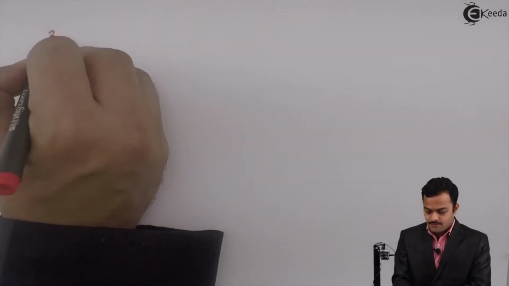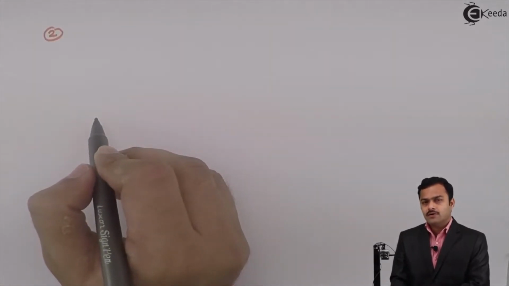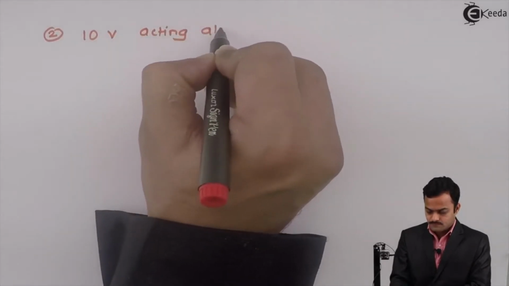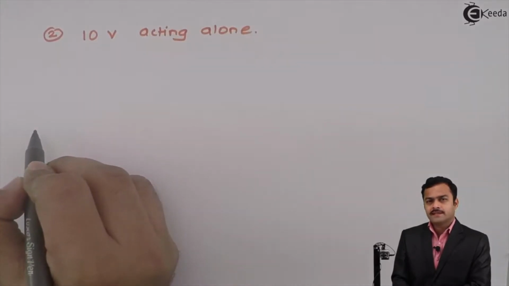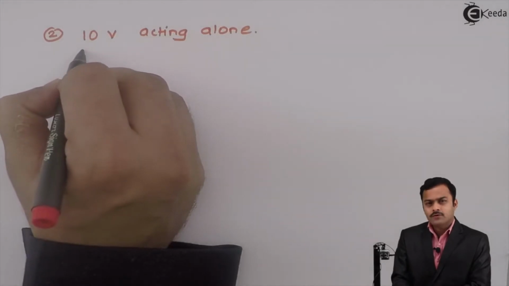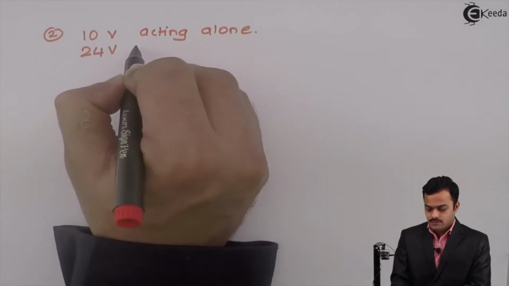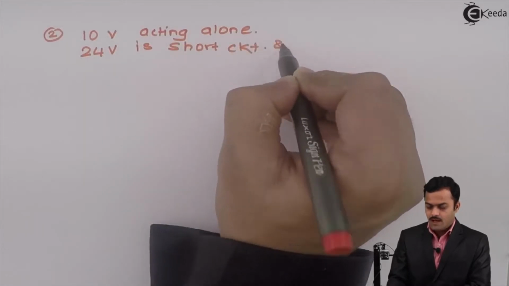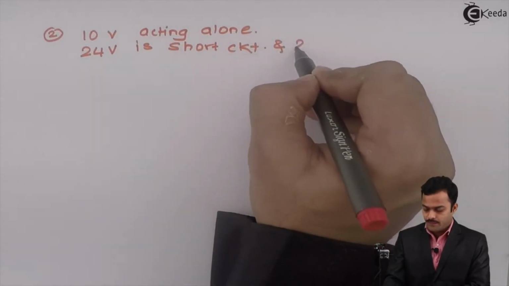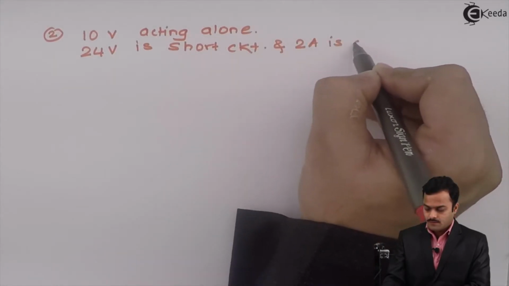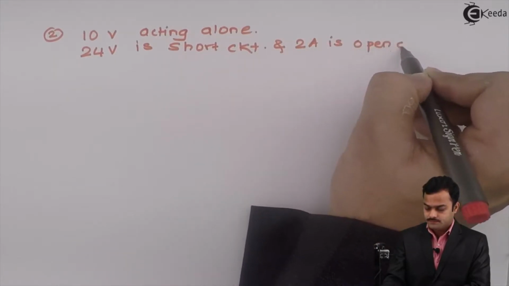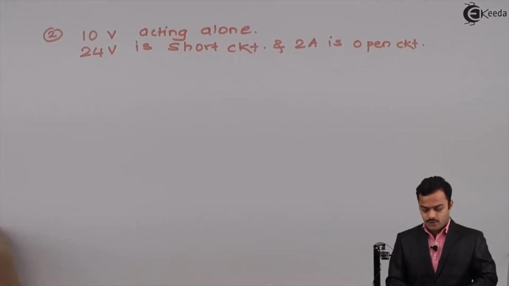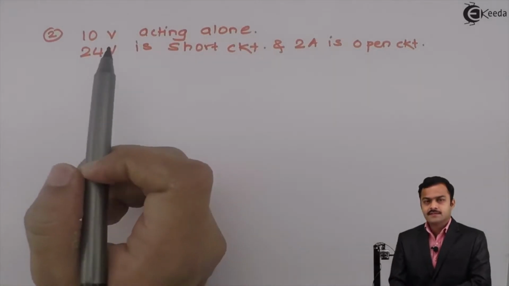So in second step, I will consider 10 volt acting alone. If 10 volt is acting alone, another voltage source, that is 24 volt, is short circuited, and a current source, which is a 2 ampere, is open circuited. So if I do this modification to the circuit, I will get circuit like this.